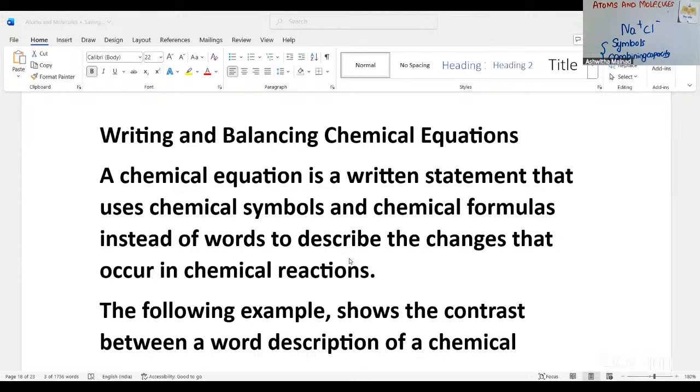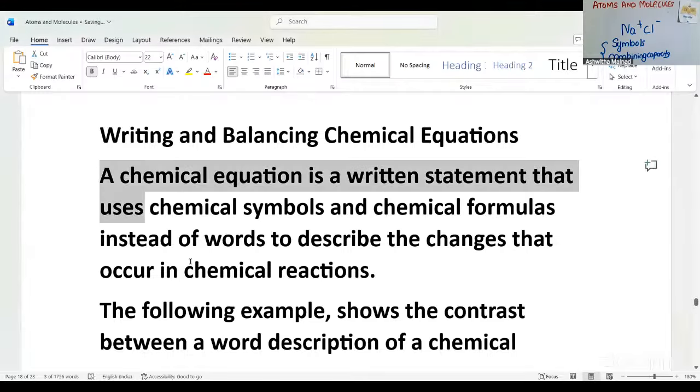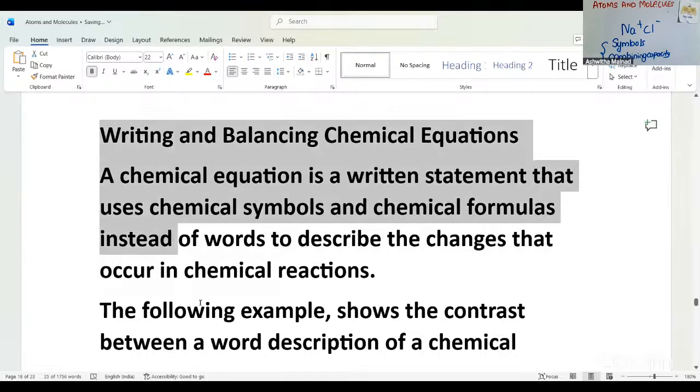Okay, so the first thing is that a chemical equation is a written statement that uses chemical symbols and chemical formulas instead of words to describe the changes that occur in a chemical reaction. Before I go forward, can you all see this font? Even the last benchers, can everyone see this font? Or should I increase the size of the font?